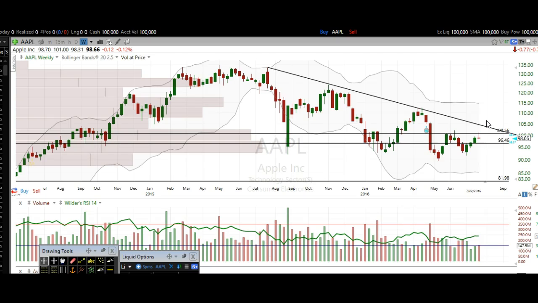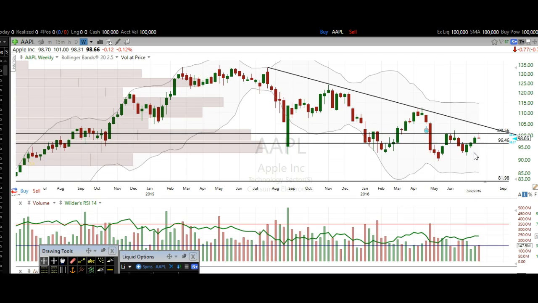So it's kind of an either-or situation. You know, we're traders. Well, at least I'm a trader. I'm not an investor. I don't really care which direction Apple heads in. So we'll wait for that signal, whichever way it decides to break.